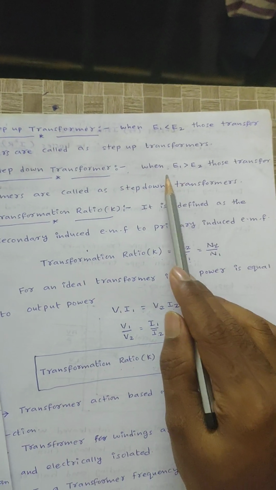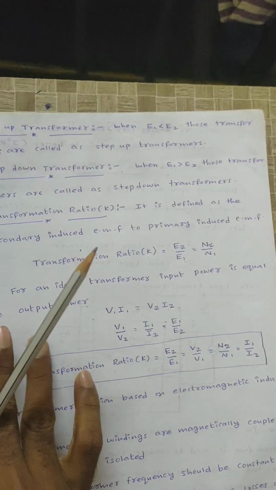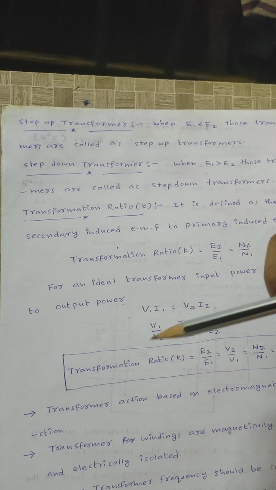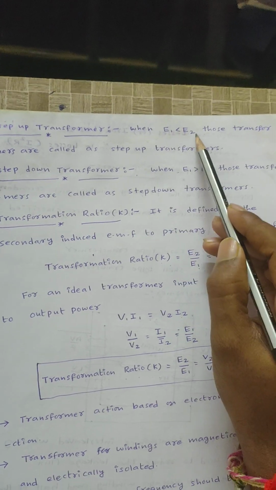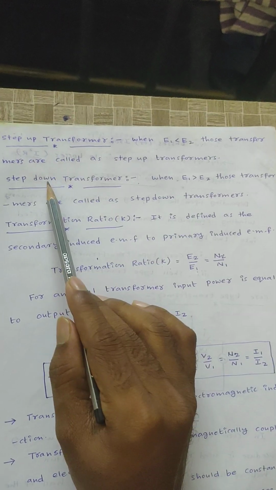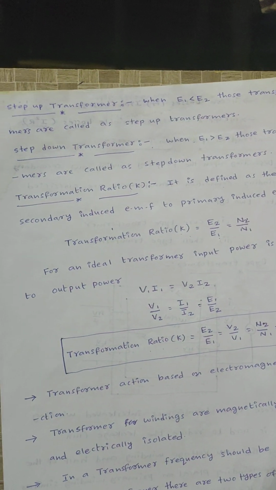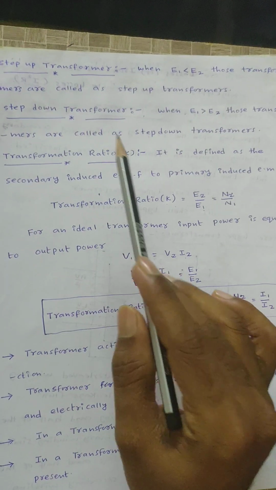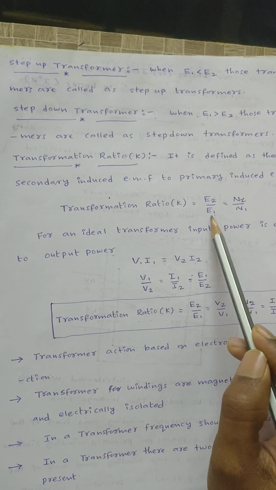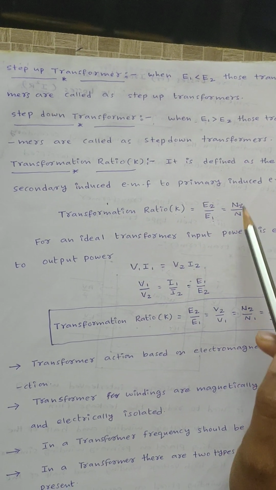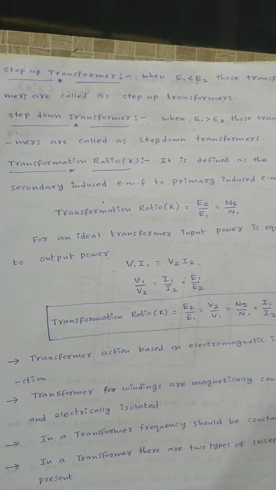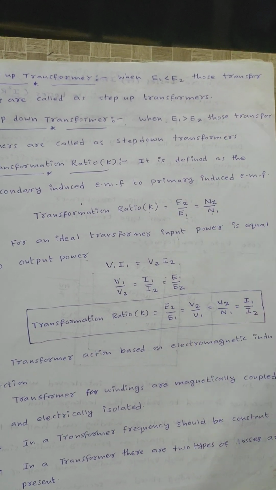Next, step down transformer. When the E1 value is greater than E2, those transformers are known as step down transformers. This is in terms of induced EMF. In terms of turns, when N1 is less than N2, those transformers are known as step up transformers. When N1 is greater than N2, those transformers are known as step down transformers. Next, transformation ratio. It is defined as the ratio of secondary induced EMF to the primary induced EMF, and secondary number of turns to the primary number of turns. For an ideal transformer, ideal means we are expecting that kind of performance, but practically that is not possible.